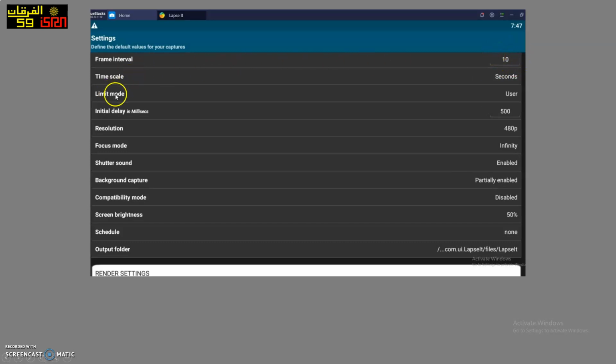Put the limit mode as user, so that the camera will continue operating until you physically stop it. If it is possible, set the initial delay to 100 milliseconds. Focus mode to infinity. Put the shutter sound to enabled so that you can hear the camera is working, and you can listen to the clicking process.